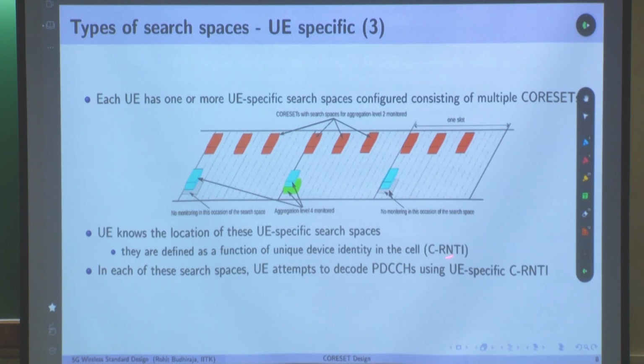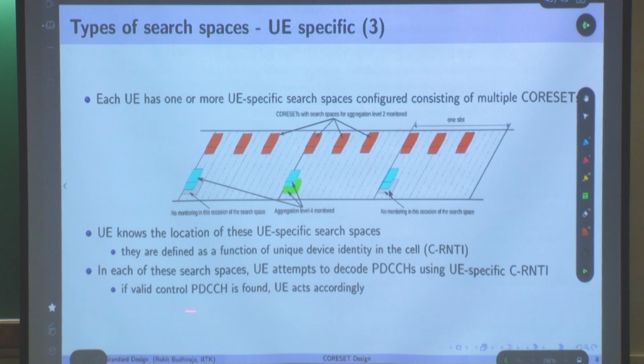Okay, and how is this C-RNTI used? Scrambler, right? Otherwise there is no other information. Correct? And this successful decoding attempt, what does that mean? It has to basically validate that scrambling. Okay, right? So if a valid control PDCCH is found, the UE acts accordingly. It knows where its data is coming, and it will basically decode its PDCCH after that.